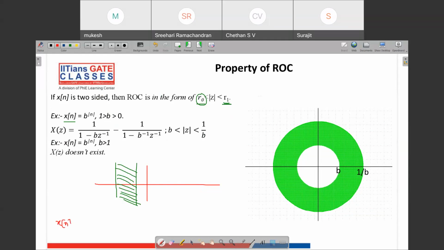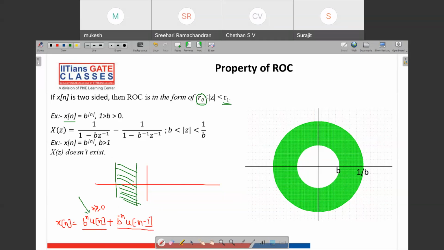So x[n], for the positive part, you can simply write it as b to the power n u[n] for n equal to or greater than 0. The second part you can write like this: b to the power minus n u[-n-1]. Okay, so we have two signals here: b to the power n u[n] and b to the power minus n u[-n-1]. I will not calculate the exact Z transform, I will just check the ROC.